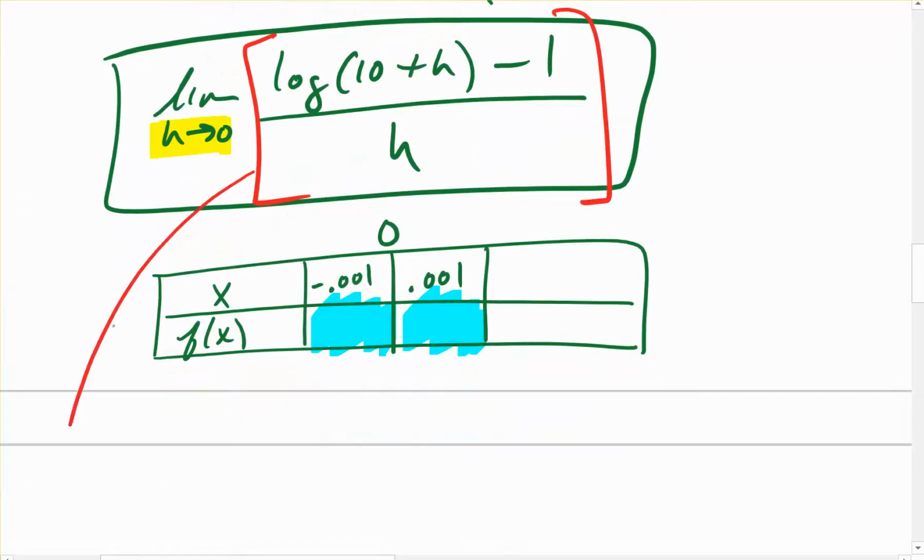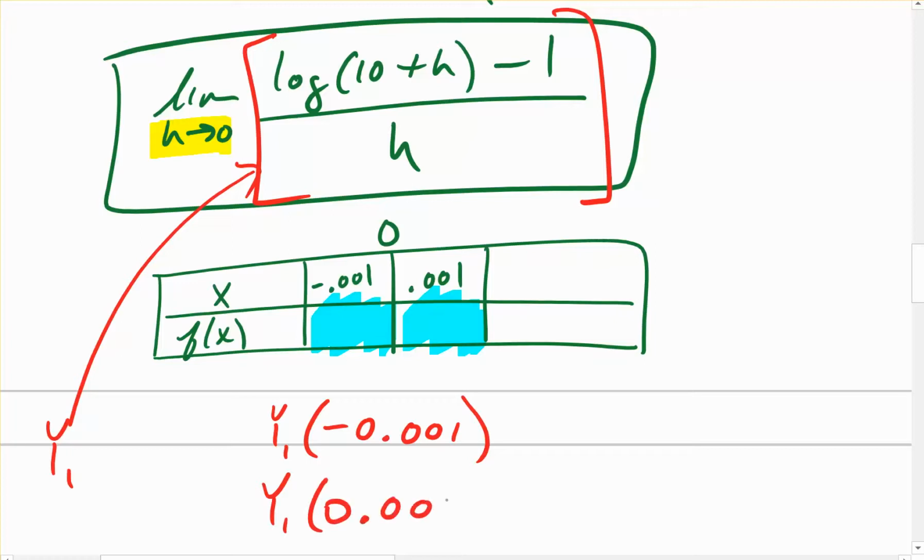You're going to let that thing right there equal y1, and then remember you're evaluating y1 with that parenthesis of negative 0.001. And then you also want to check to make sure it's very close on the other side, so 0.001. And that number in between should come out to be 0.0434, the average of those two numbers. So you can try that on your calculator.